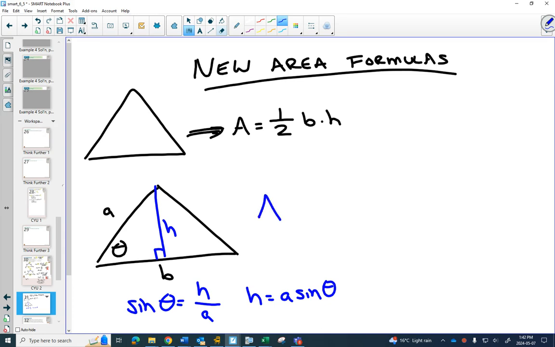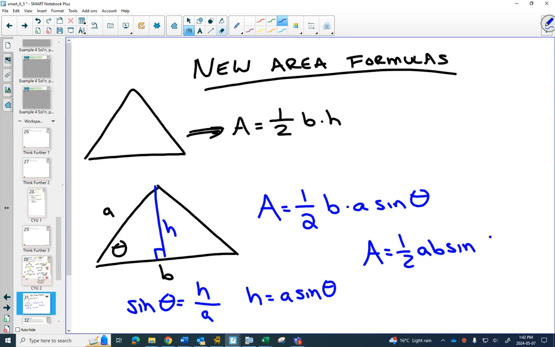What's my new area formula? 1/2 base times height, but instead of height, a sine theta. Usually in this formula they write the a before the b. This formula is on your formula sheet like this. New formula for area. Because if this is A, this would be B, this would be C, this would be angle C.